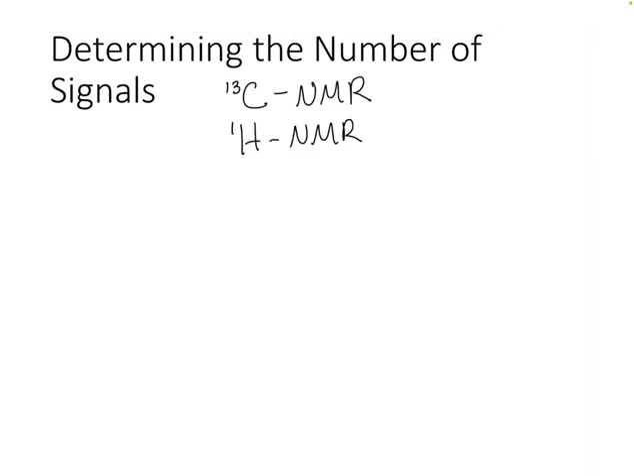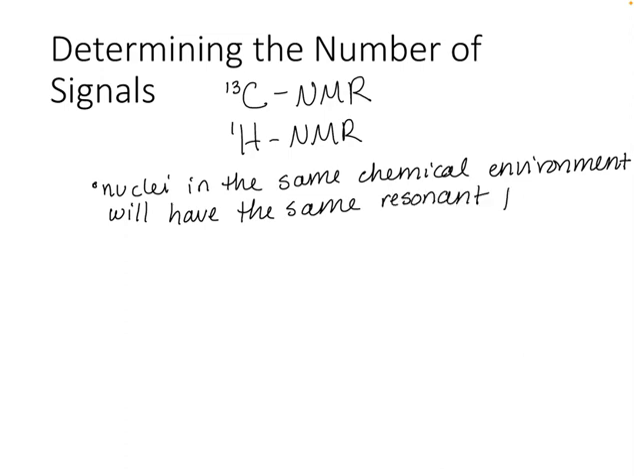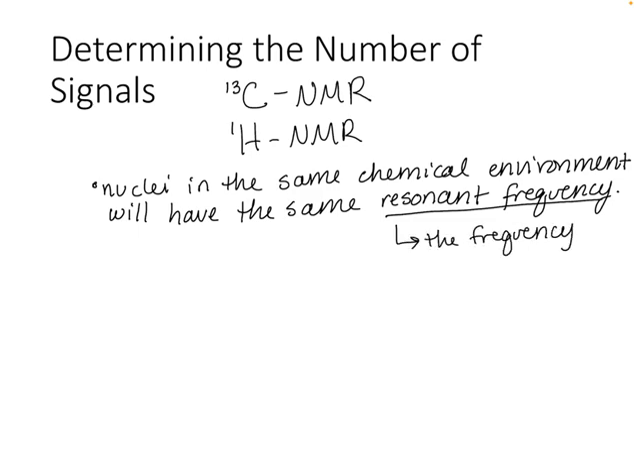All right. Now, regardless of which isotope we're looking at, nuclei that are in the same chemical environment will have the same frequency. And we call that frequency resonant frequency. So what is this resonant frequency? Well, that is the frequency that knocks the nuclei off axis.